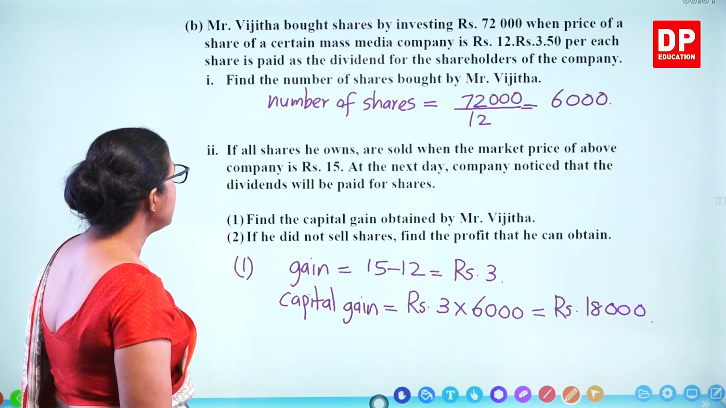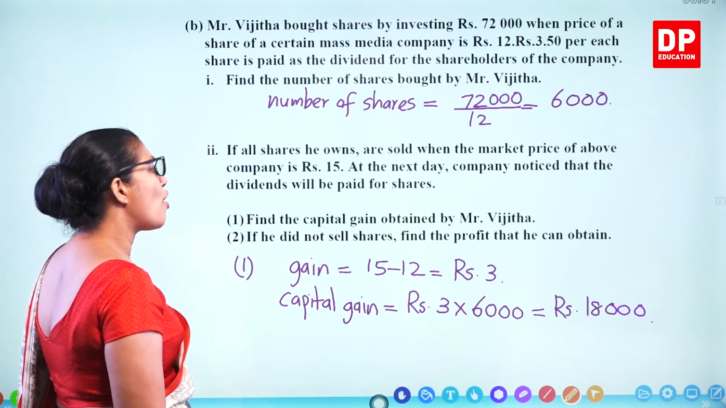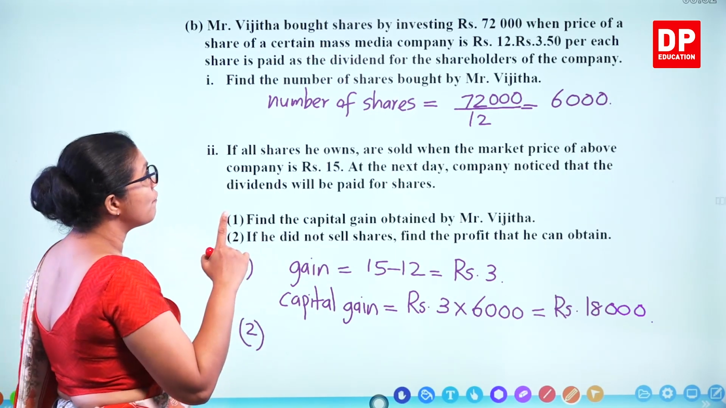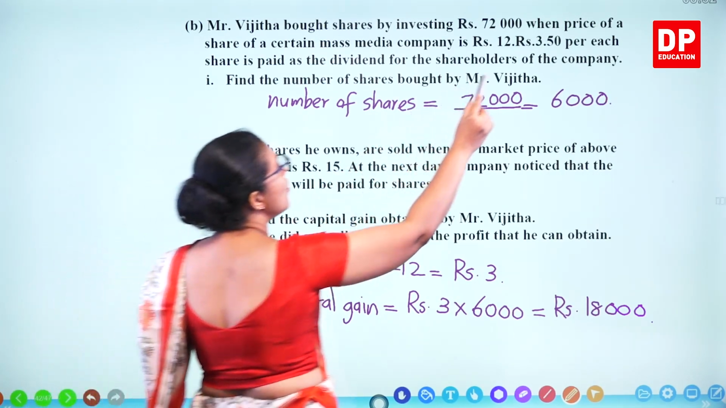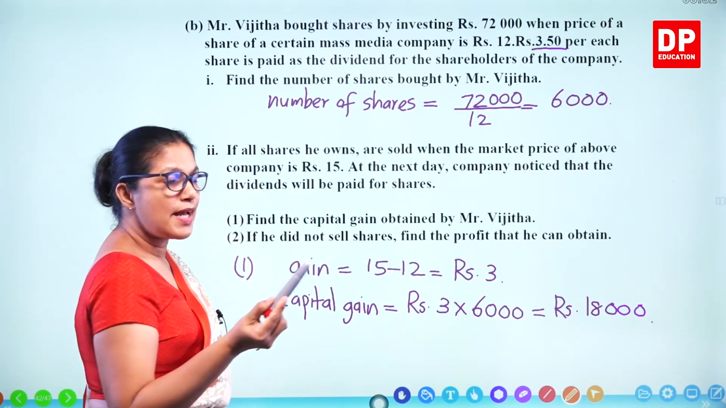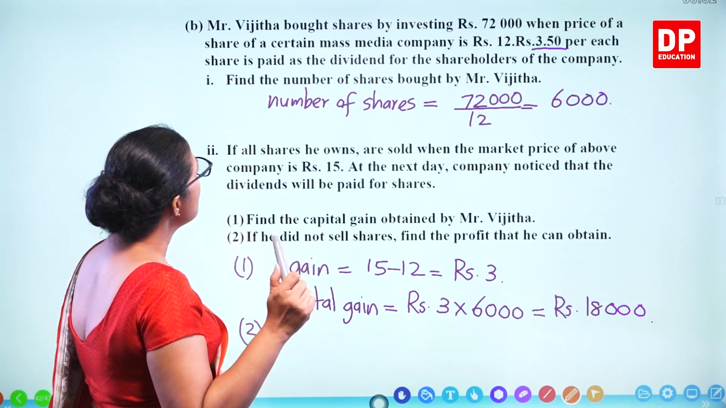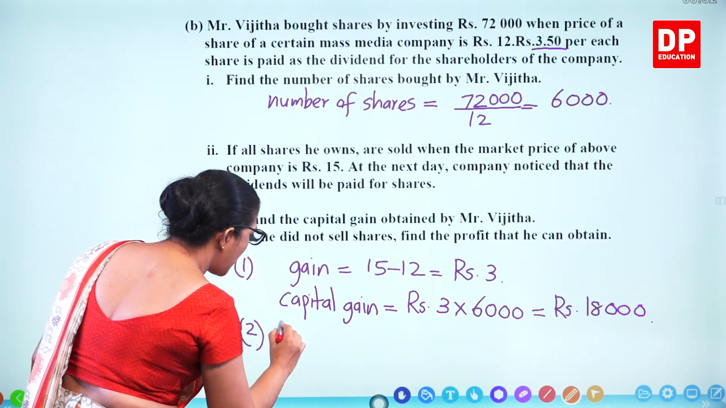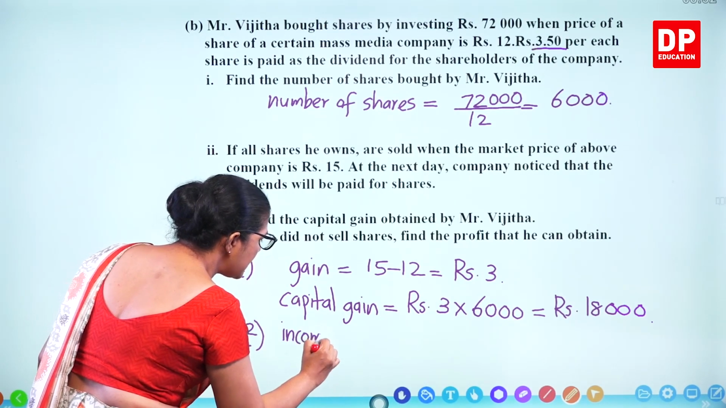And if he did not sell the shares, find the profit that he can obtain. So you get profit from the dividend. 3.50 means 3 rupees and 50 cents for each one. So what is the income from dividends?